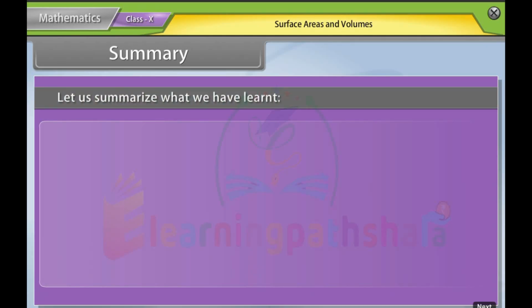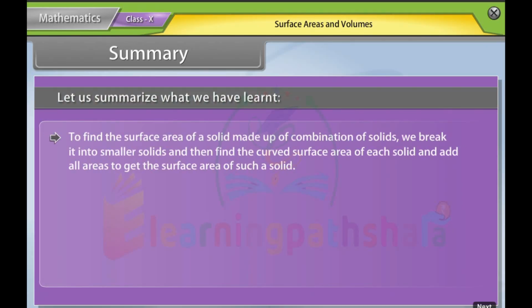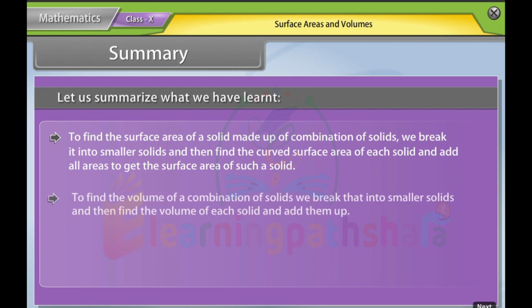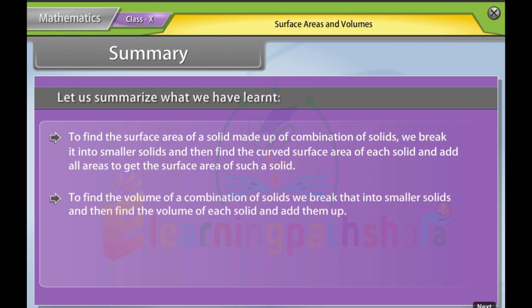Let us summarize what we have learned. To find the surface area of a solid made up of a combination of solids, we break it into smaller solids and then find the curved surface area of each solid and add all areas to get the surface area of such a solid. To find the volume of a combination of solids, we break that into smaller solids and then find the volume of each solid and add them up.